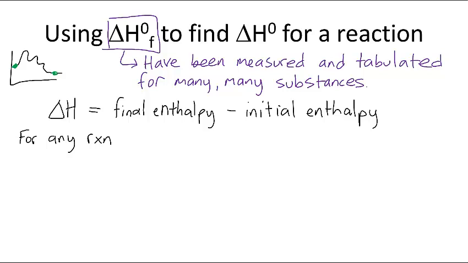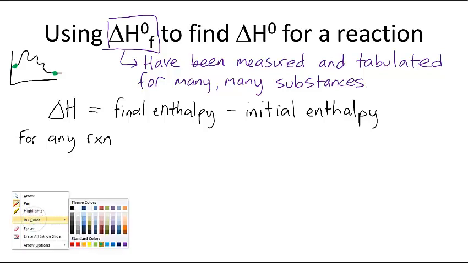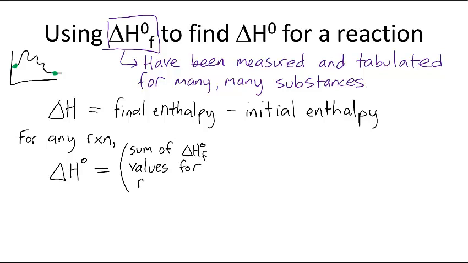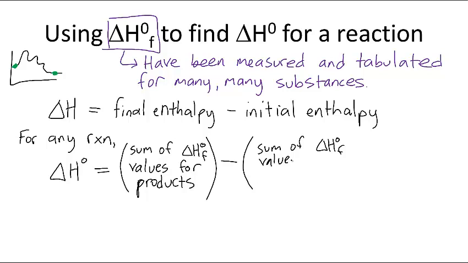All right, so for any reaction, we can say delta H is going to be the sum of the heat of formation values for the products, right? Final enthalpy, minus the sum of the heat of formation values for the reactants.